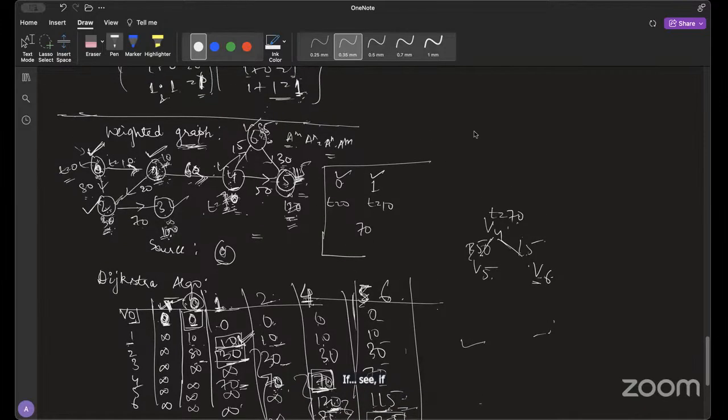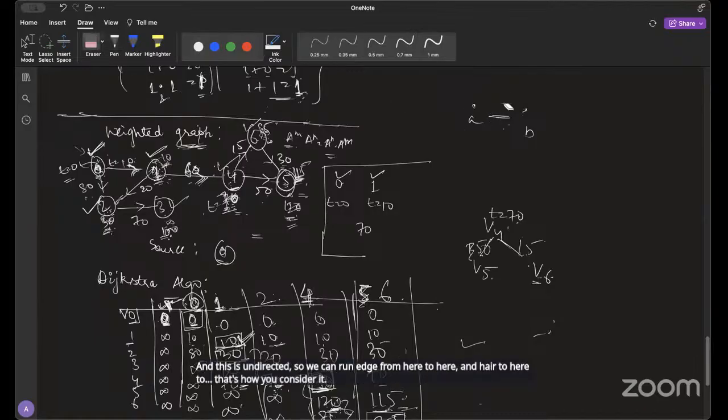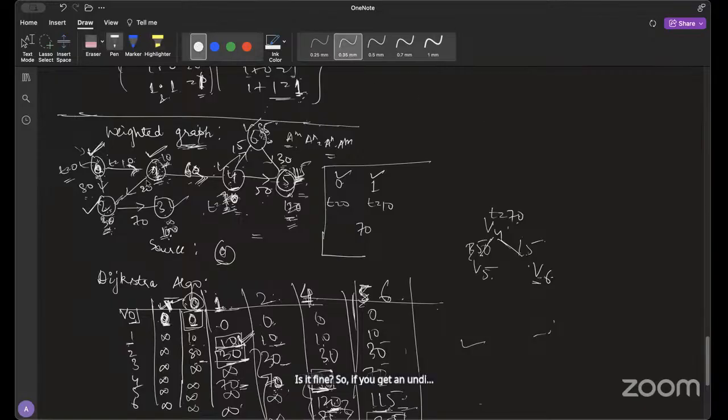And if you get an undirected graph, what you do is, let's just say these two vertices are there, you take it to be this thing. So you consider that there's an edge from here to here. So if there is an edge from here to here, and this is undirected, so you consider an edge from here to here and here to here too. That's how you consider it. Is it fine? So if you get an undirected graph, you'll consider that there is an edge from here to here and here to here.